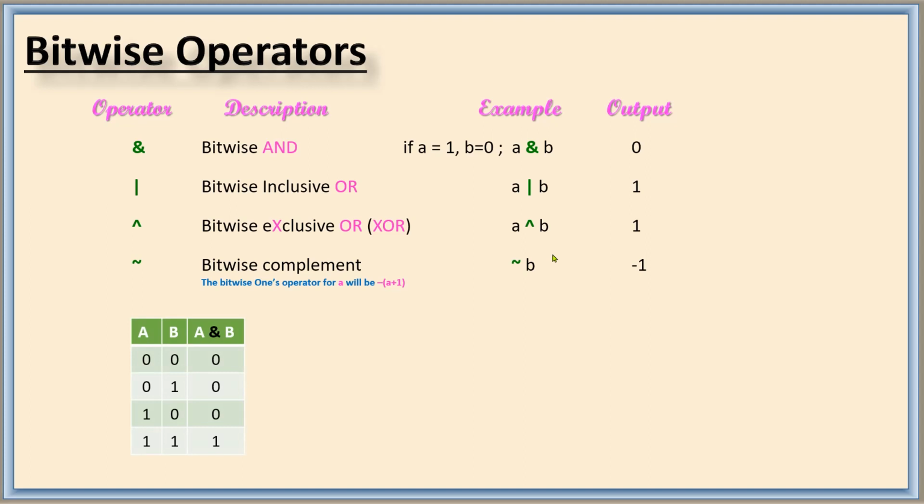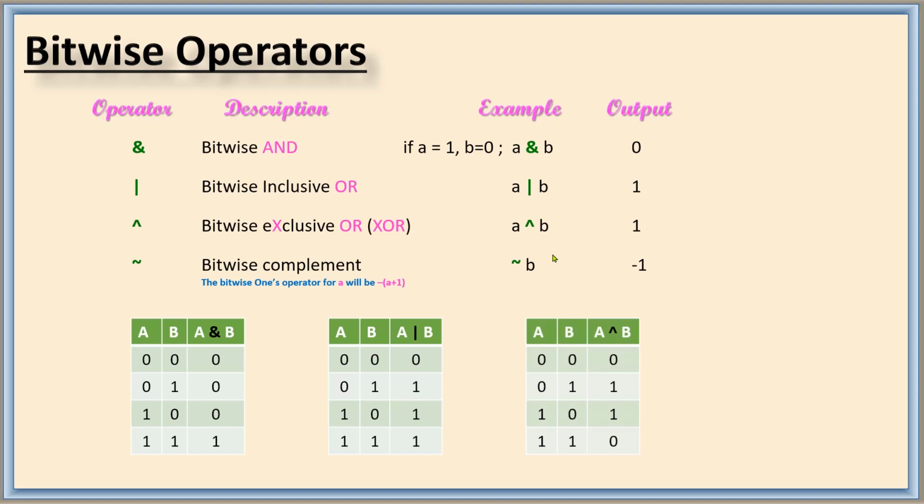Here I have a truth table for you. First let us see for AND. If A is 0 and B is 0, A and B is 0. 0 and 1 results in 0, 1 and 0 also results in 0, 1 and 1, that is true and true, will be giving true, that is 1. Next, A is 0, B is 0, then A or B is going to be 0. 0 and 1 is 1, 1 and 0 is 1, 1 and 1 also 1.